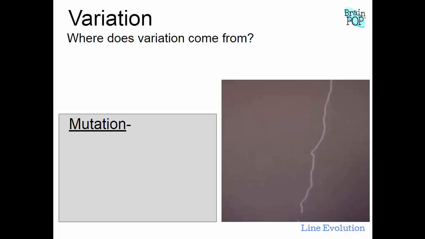So the first question we're going to ask is, well, why are we all so different from each other? Why in nature are individuals of a certain species each unique with different traits? Where does that come from? And there are actually two answers.